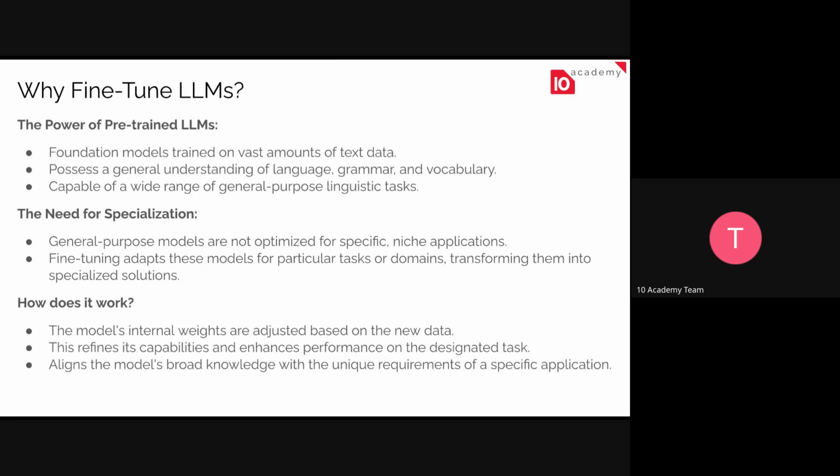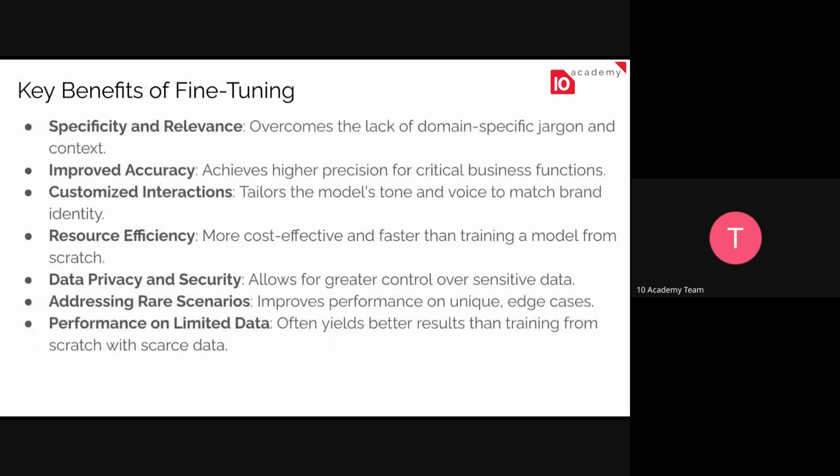So how does it work? How do we fine tune a model? The model's internal weights are adjusted based on the new data. It could be specific layers, and this refines its capability to enhance performance in designated tasks, which aligns the model's broad knowledge with the unique requirements of a specific application. Of course, there are a lot of techniques to it. The easiest could be prompts. We will also see all of them, but just keep in mind that there are a lot of ways to do it.